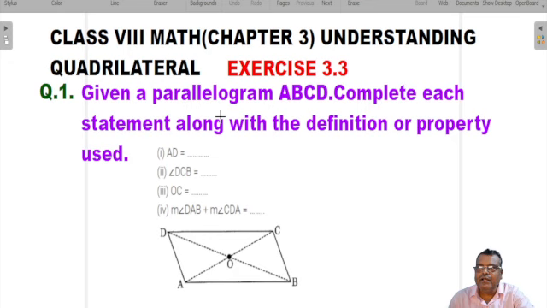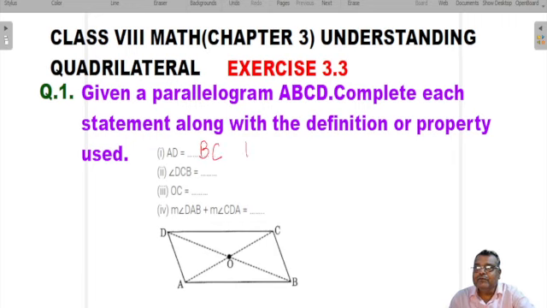Given a parallelogram ABCD, you see ABCD is a parallelogram here. Complete each statement along with the definition or property used. You see, the first one is AD equal to BC. Why? Because opposite sides of a parallelogram are equal. AD is equal to BC.